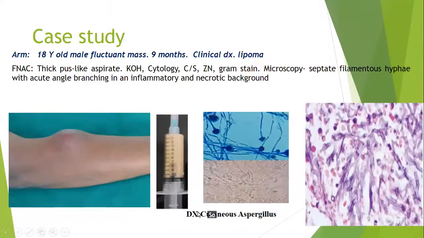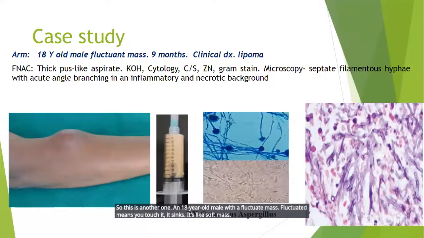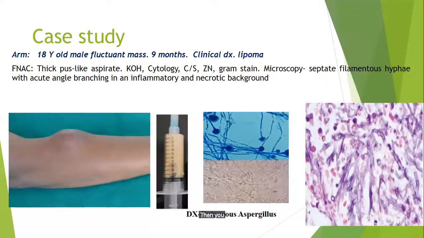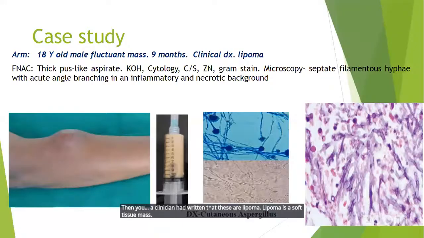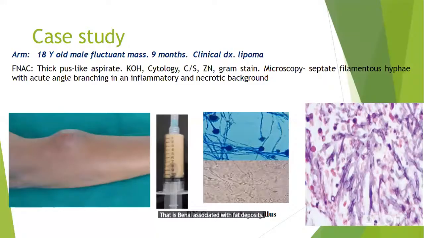So this is another one, an 18-year-old male with a fluctuant mass. Fluctuant means you touch it, it sinks. It's like a soft mass. Then a clinician had written that this is a lipoma. Lipoma is a soft tissue mass that is benign associated with fat deposits. But on FNA, we get a lot of pus. And this pus, we subject it for culture, we are doing cytology, we are doing KOH and gram stain. But it only showed septate filamentous hyphae, specific with acute angle configuration.